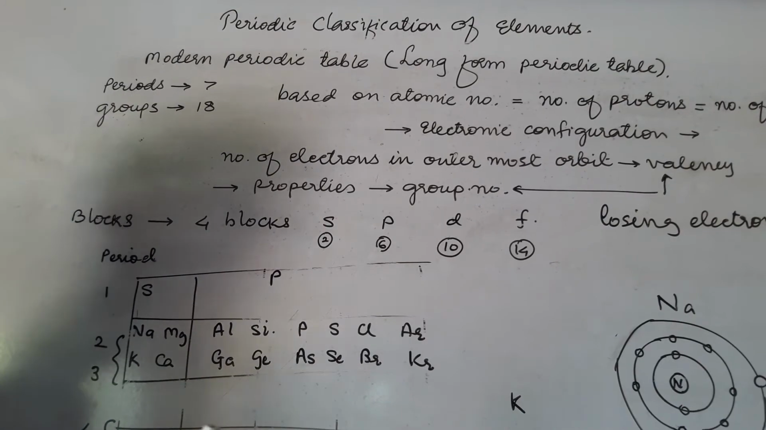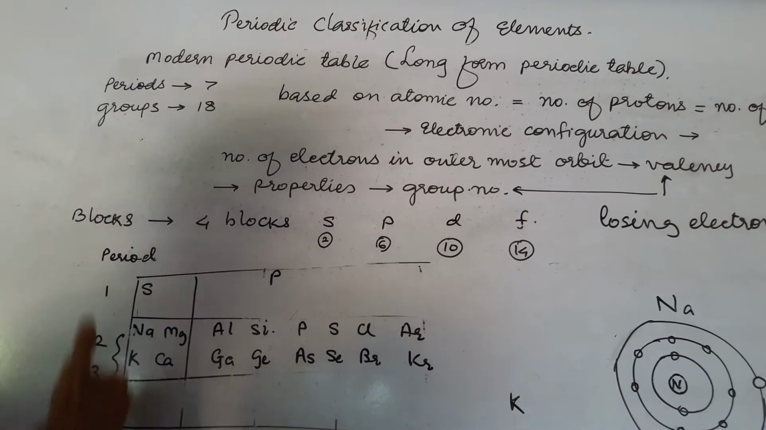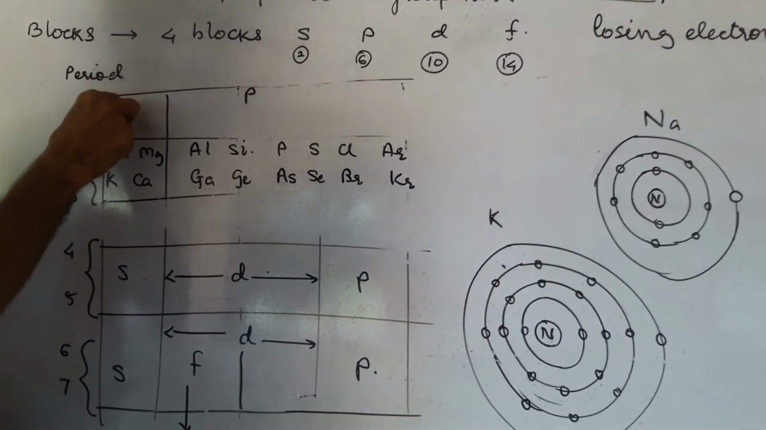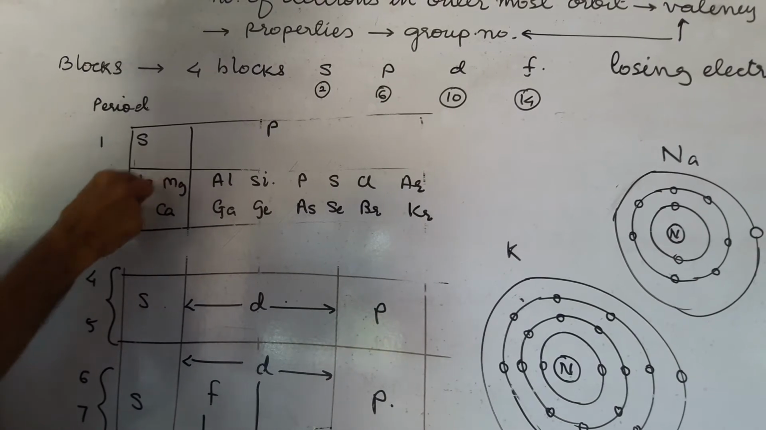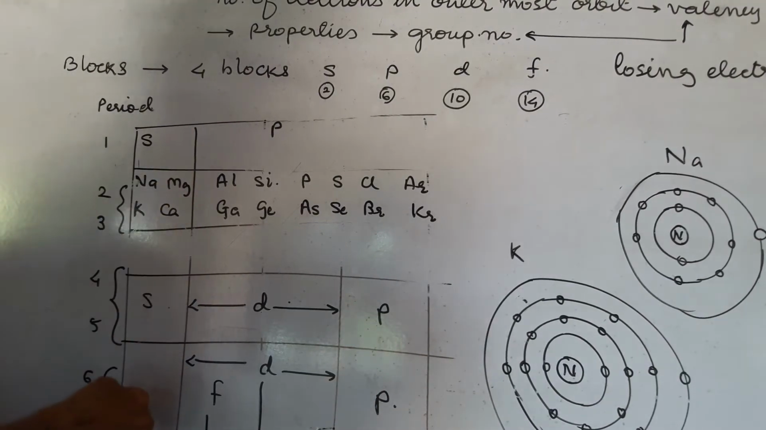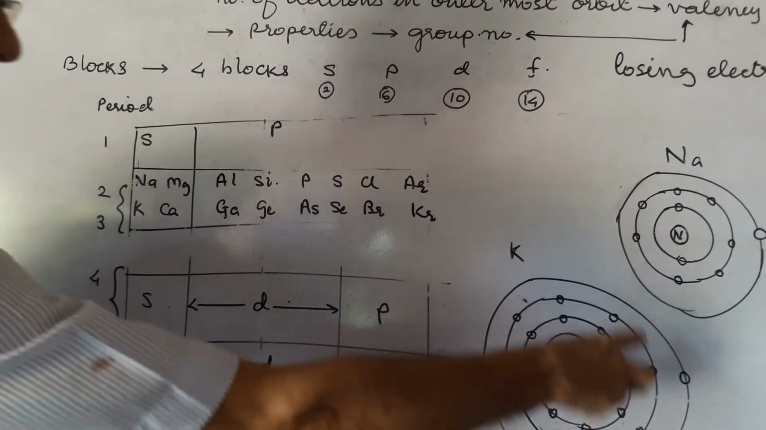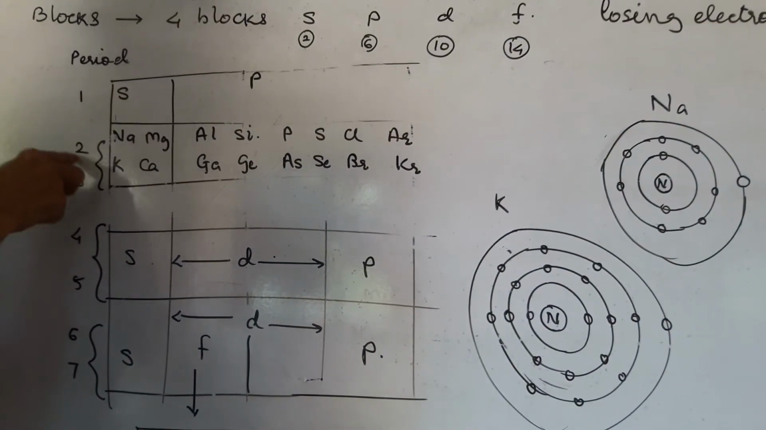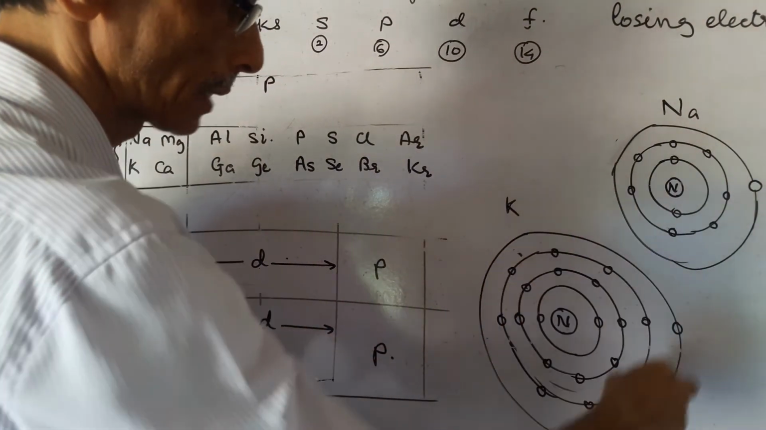In the modern periodic table, once again, let's see, as you come down the group, you will find the first period has 1 orbit, second period 2 orbits, third period 3 orbits, fourth period 4 orbits. So as you come down the group, the number of periods increases, and the period depends on the orbit number. As the number of orbits increases, you will find the size increases.